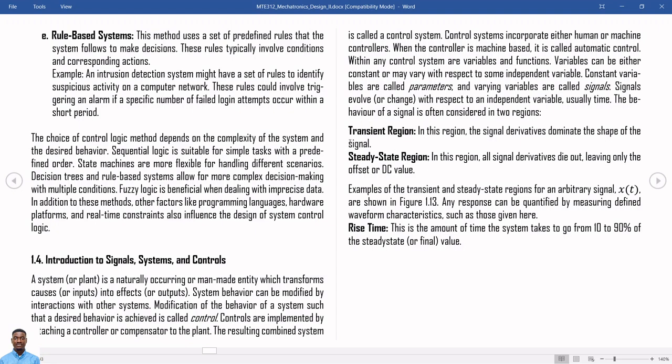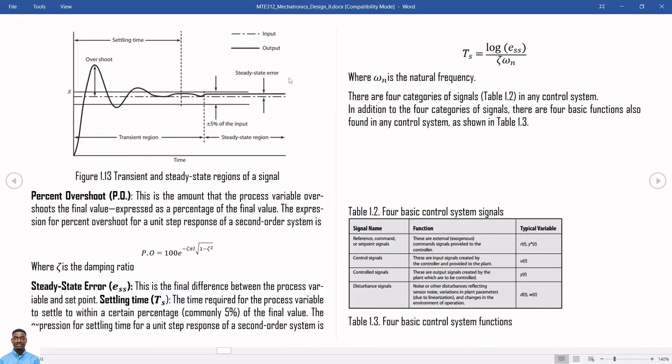For the transient region of a signal's behavior, the signal derivatives dominate the shape of that signal, while in the steady state region, all the signal derivatives die out, leaving only the DC offset value, which is being sent to that system. So this is what figure 1.13 is trying to show.